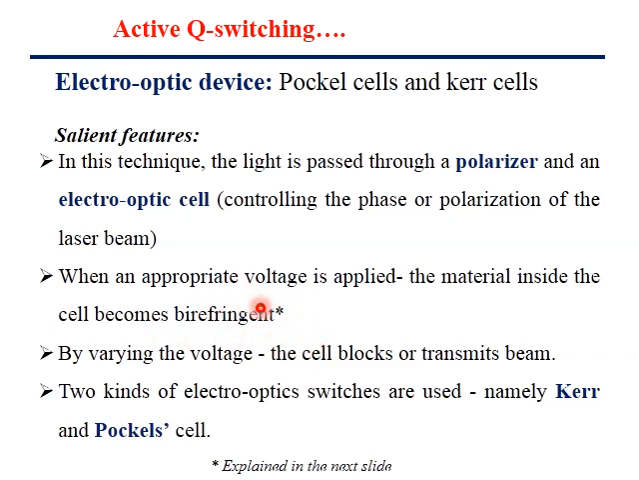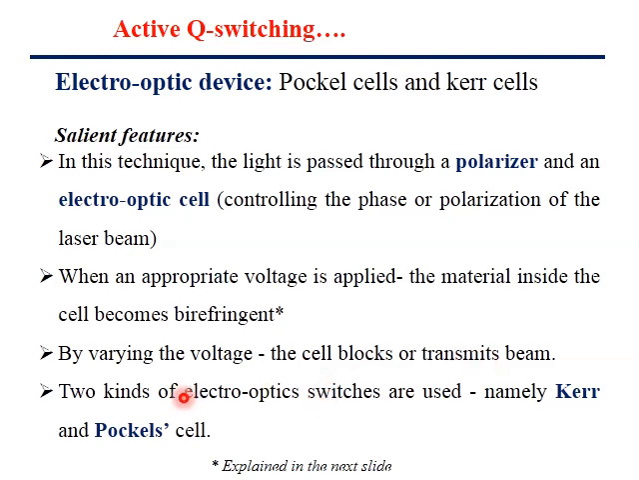I'll talk about this in the next slide. In this method, the Pockels cell, by varying the voltage, the cell blocks or transmits the beam. So again, we have this Q switching that is obtained by varying the voltage associated with the cell, so it blocks or transmits the beam. So attenuation is obtained in this form.